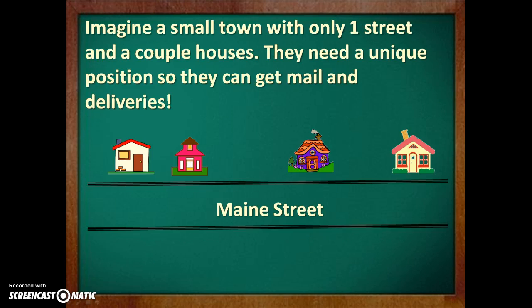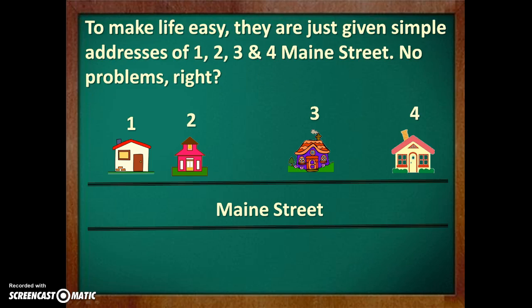So imagine we're living in a very small town with only one street and a couple houses. They need a unique position so they can get mail and other deliveries. To make life easy, we can just give them simple addresses of 1, 2, 3, or 4 Main Street. There would be no problems. The mail would get to the right house.